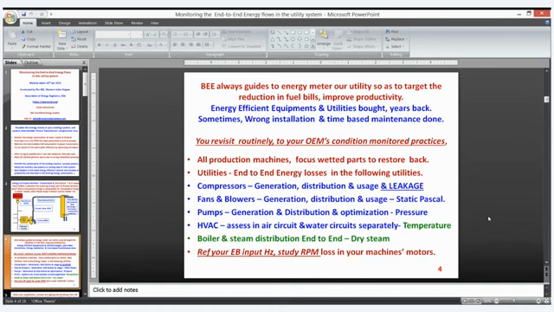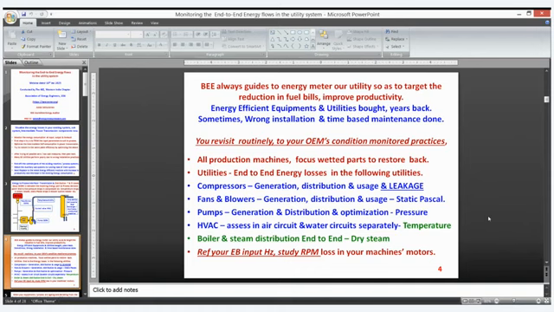Okay. So the Bureau of Energy Efficiency guides the consumers to have the energy meter to target the input fuel bills, either electricity or thermal fuel. But some of the energy efficient equipment which have been bought some years or a decade back suffer from wrong installation practice and time-based maintenance. These are all the areas we can look into, and how to improve from time-based maintenance to condition monitored maintenance. That is the area we are trying to look at.